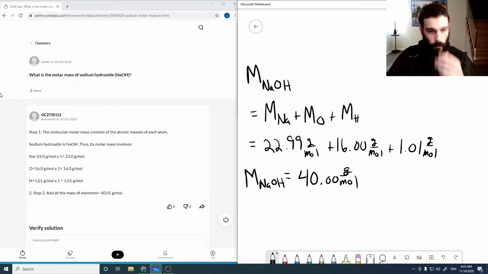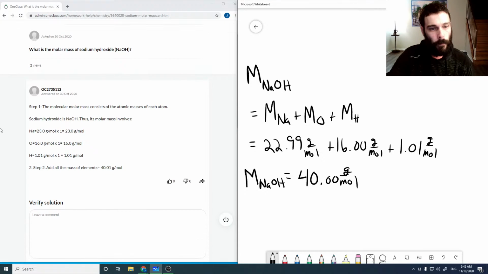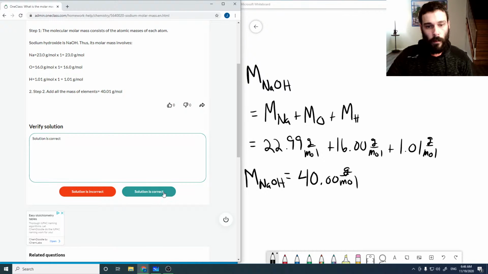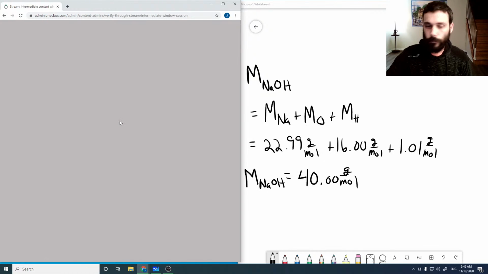And again, depending on units, you might get a different answer. So they only used 1 decimal place on those two and 2 on hydrogen, giving them 40.01, but it still looks good. And correct, okay.